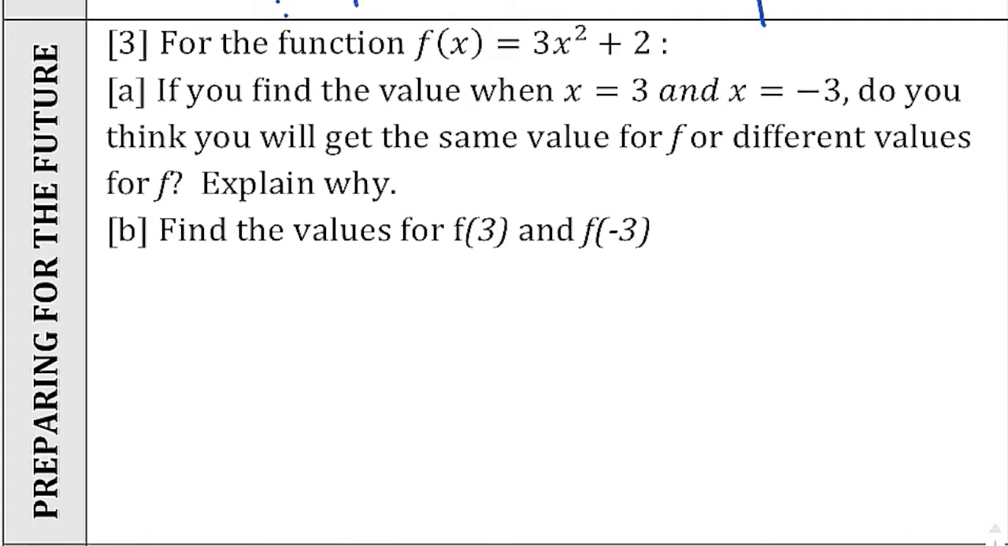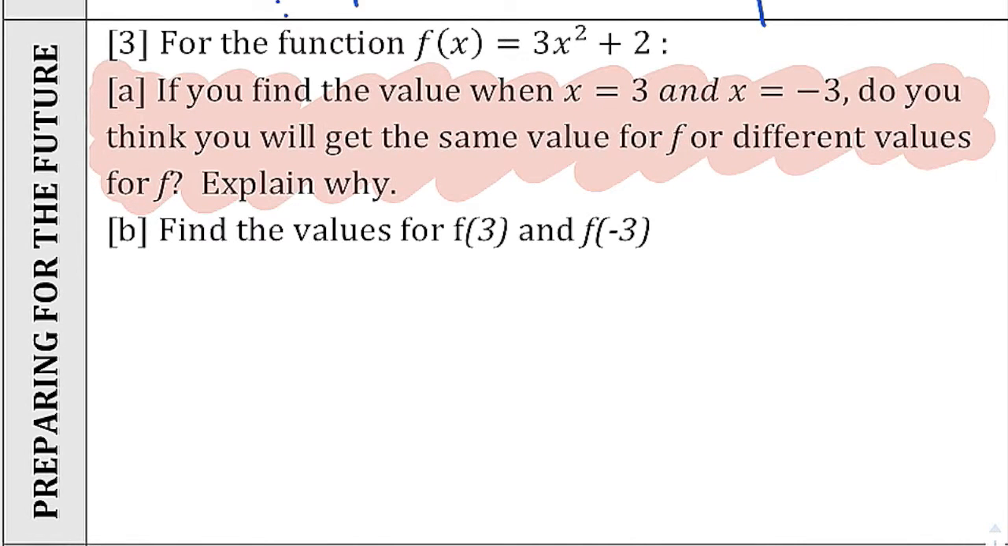We have this function f of x equals 3x squared plus 2. The first question is really just for you. It's not one that I'm going to talk through too much, but I still want you to do this one, of course. I want you just to think, if you plug in 3 and you plug in -3 for x and run those through the function, will you have the same result or will you have different results? And so you might look at features of the function that might help you determine this.